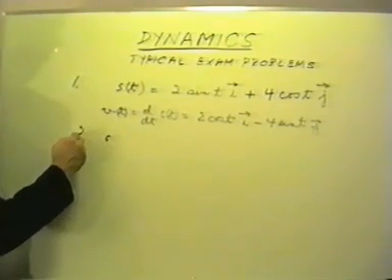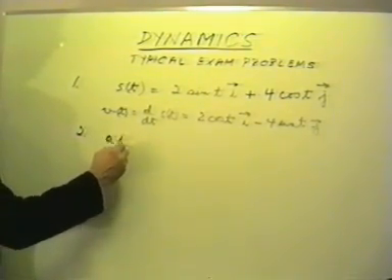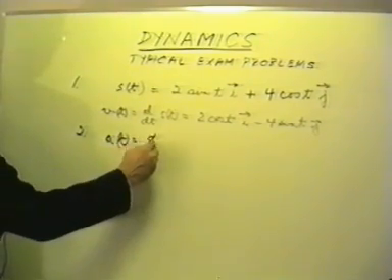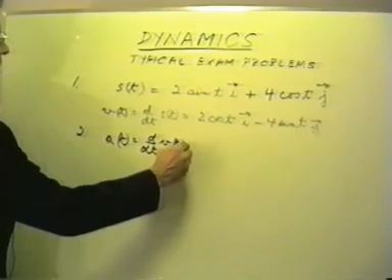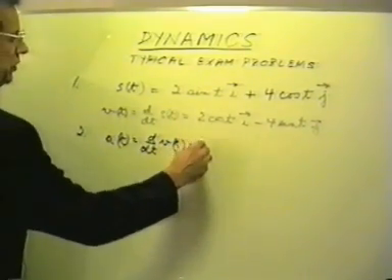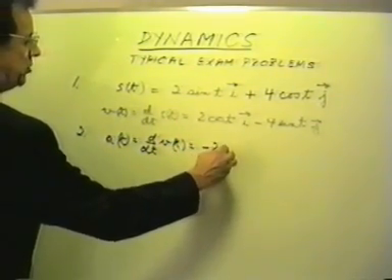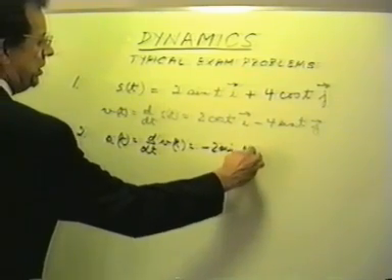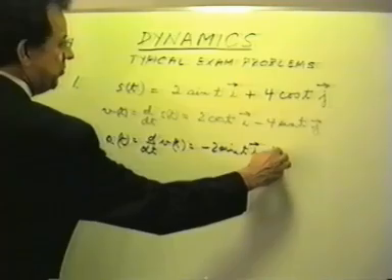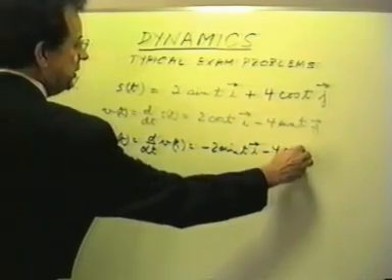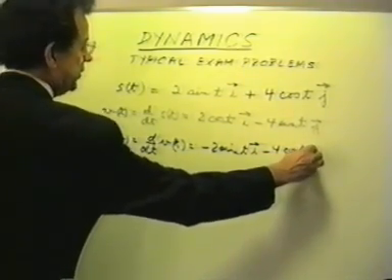Well, let's pick up problem number 2 at the same time. The acceleration is obtained by taking the derivative with respect to time of the velocity. So we differentiate this. The derivative of cosine is minus the sine. We have minus 2 sine t in the i direction. And if we differentiate this over here, we have minus 4 times the cosine of t in the j direction.